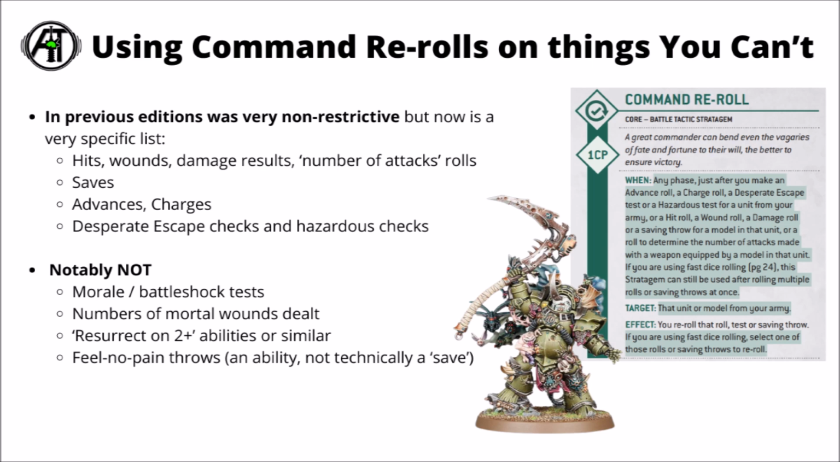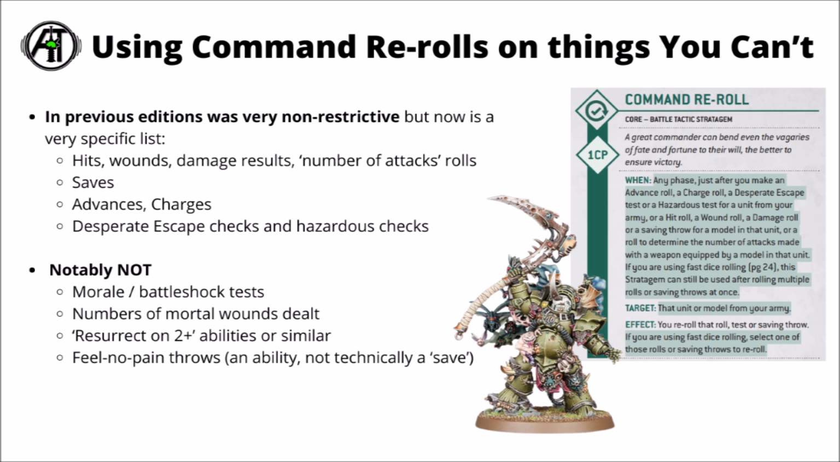And you can also do so on desperate escape and hazardous checks, which maybe feel like the most oddball ones out of all of them. Notably, there's a whole bunch of things that you aren't allowed to use command point rerolls on. Morale and battle shock tests are a common one that you could use on them in the past. It means that insane bravery is the only way to guarantee that you pass those, and you have to commit to it beforehand now.